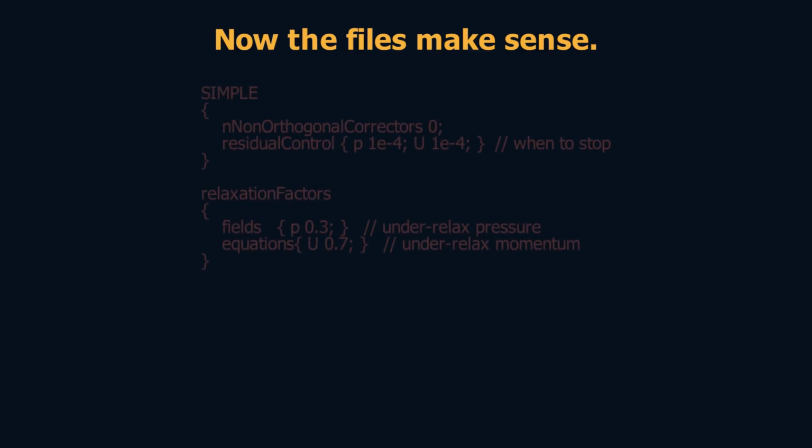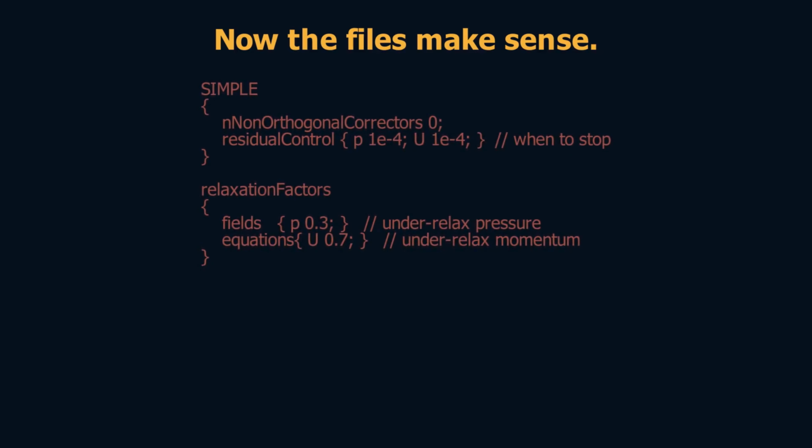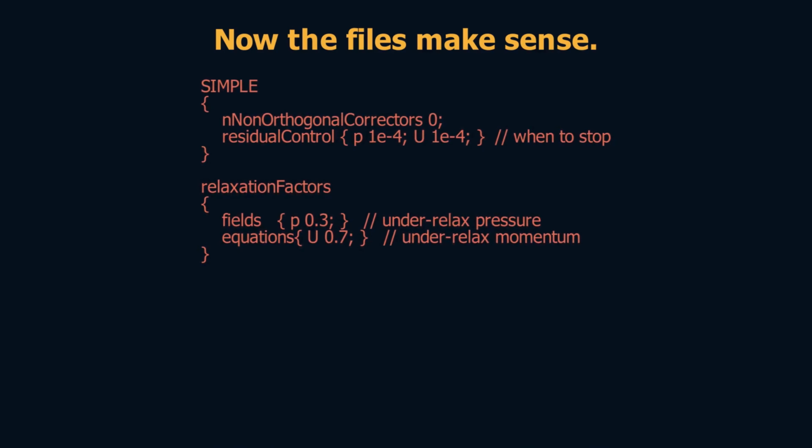With the algorithm in hand, two things in fvSolution suddenly read as plain English. The SIMPLE dictionary sets the convergence targets, the residual levels that end the loop. And relaxation factors are exactly the under-relaxation we just talked about, fixed pressure at 0.3, momentum at 0.7. If a steady run diverges, these relaxation factors are the first dial you lower. Now you know why they exist, they tame the guess and correct swing.